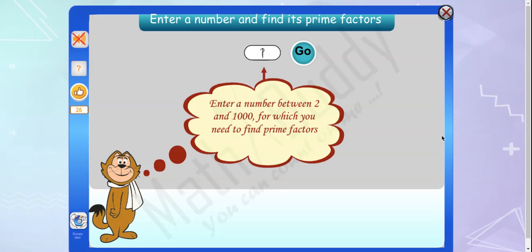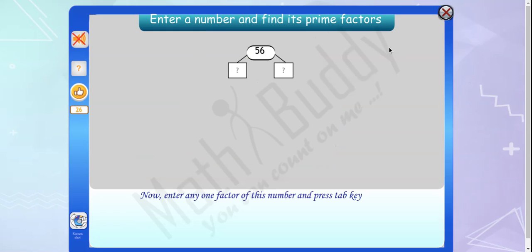So let's enter some number there in the box and see what prime factors mean. Let's take the number 56, for example. What two numbers can I multiply to get 56? I can do 7 multiplied by 8, right? So let me just put that. You can put any other number. You can put 28 into 2 if you want, right? So 7 multiplied by 8.